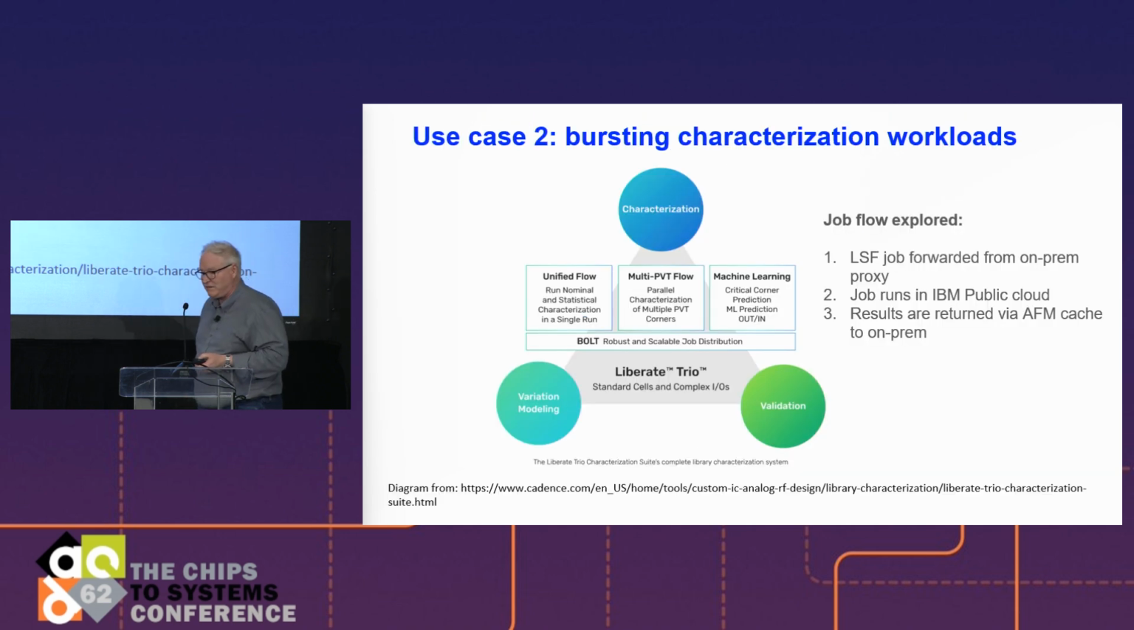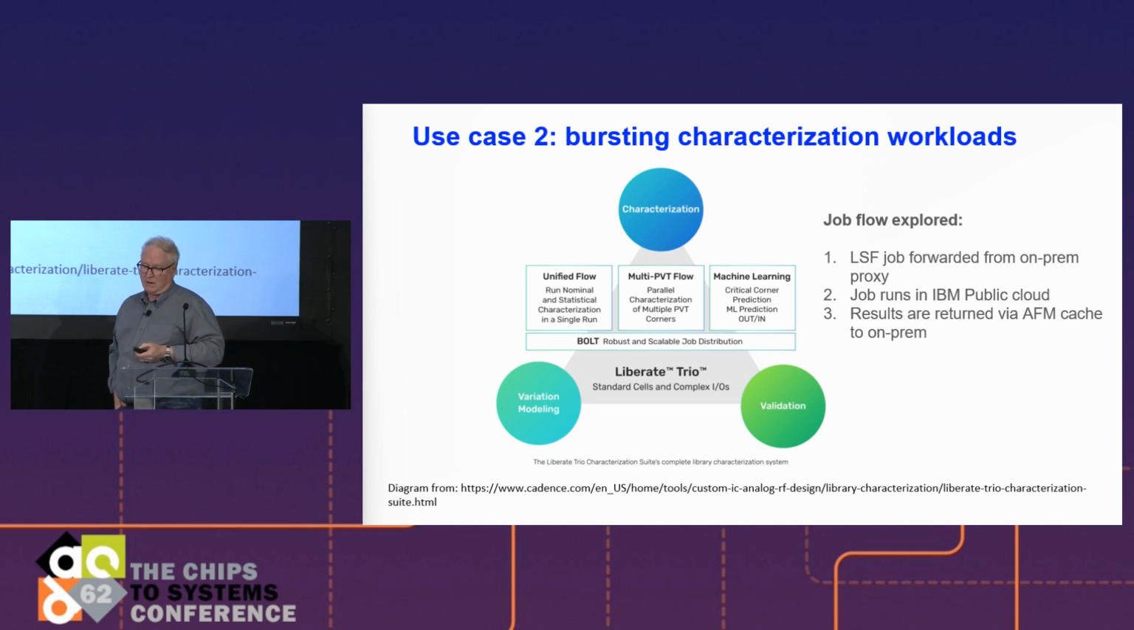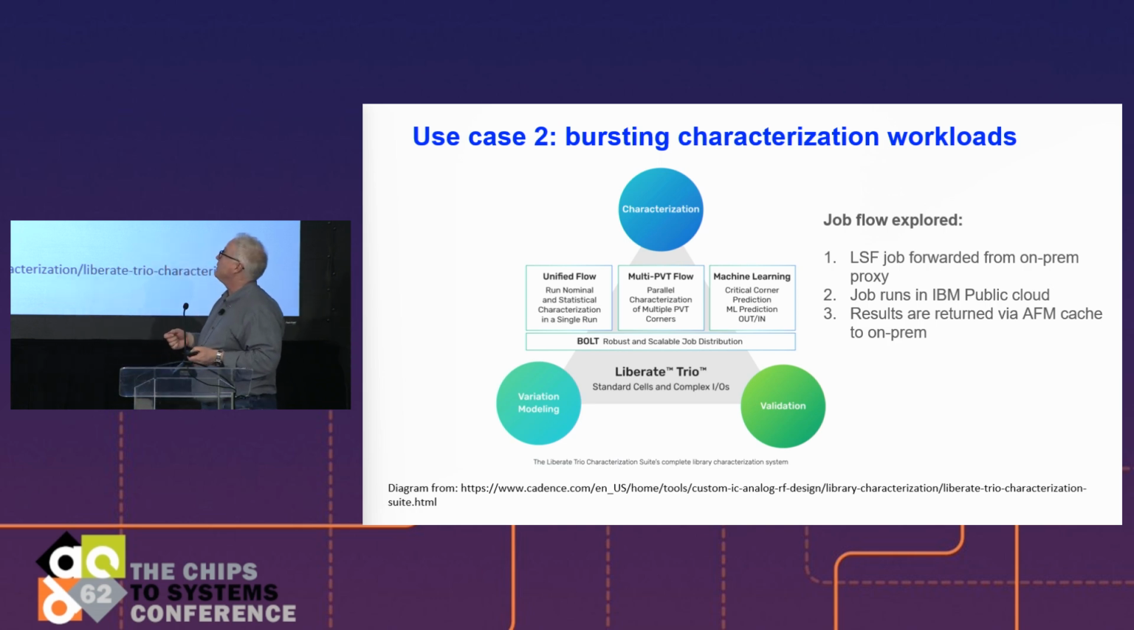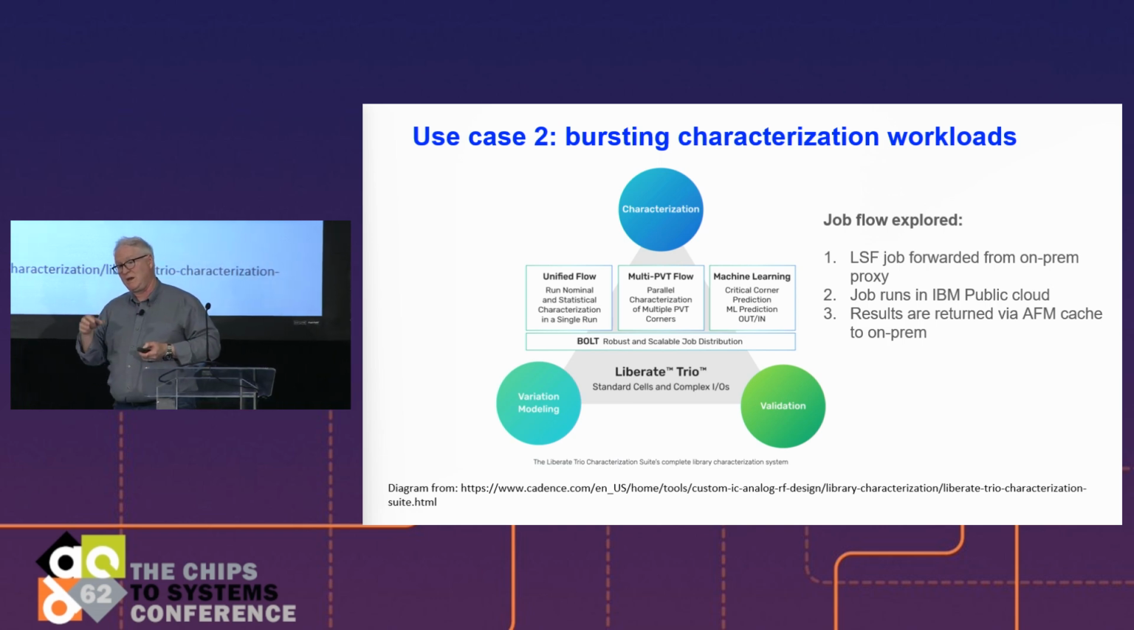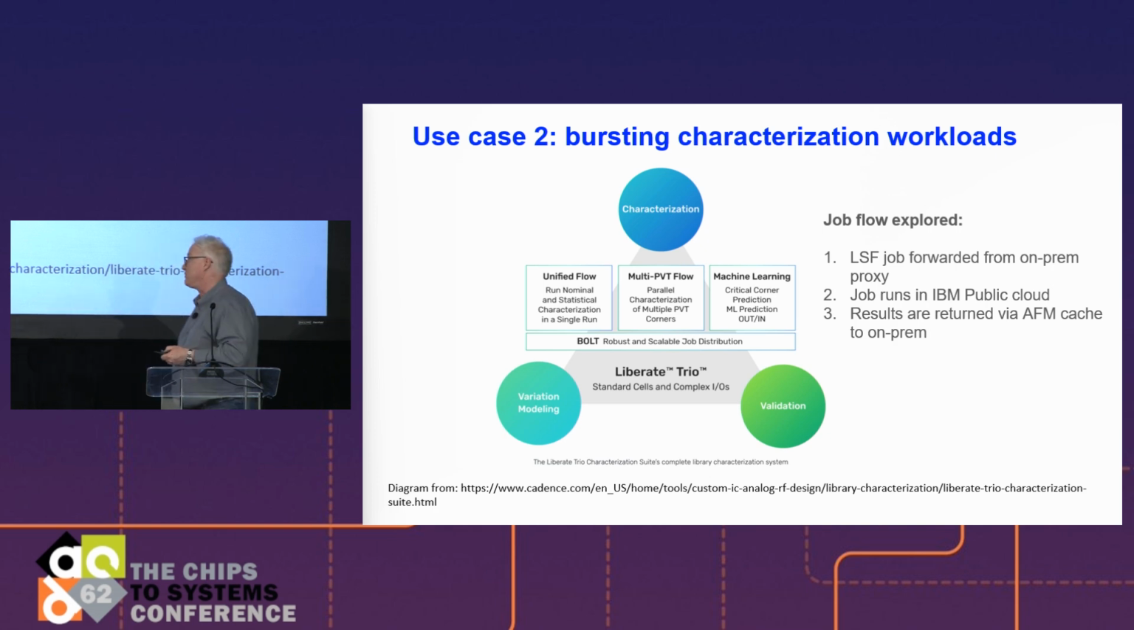The second case that I want to go over is a characterization bursting workload. This is done with the Cadence Liberate Trio suite. And what we're going to demonstrate is an LSF job that's forwarded, pulls data from an AFMQ again, runs in local GPFS, tars up the results, and pushes them back to a different queue.